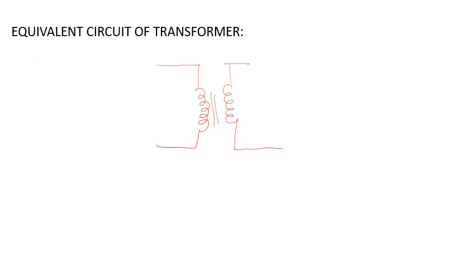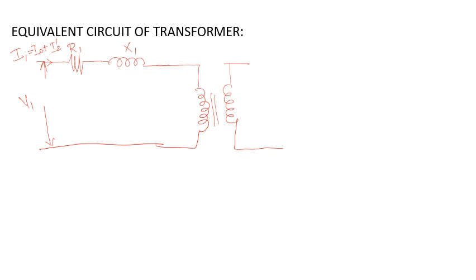So we have to represent the resistance of the primary winding and the reactance of the primary winding. The resistance of the primary winding can be represented as R1. Reactance of the primary winding can be represented as X1. And we are giving a supply V1 to the primary side. I1 is the total current which is flowing through the primary winding. It is nothing but the sum of I0 and I2 dash.